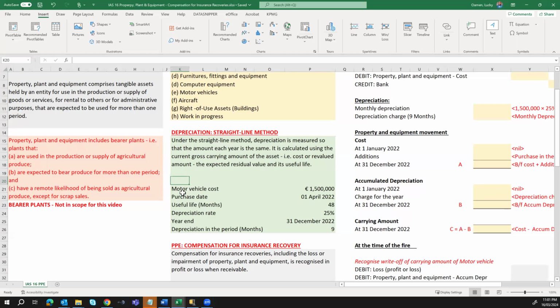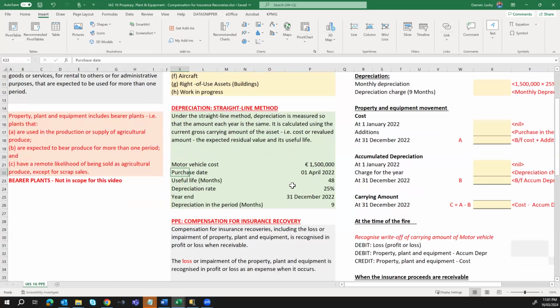These are the key parameters used to calculate the straight line depreciation. So we have the motor vehicle at a cost of 1.5 million euros. The purchase date for this motor vehicle was the 1st of April 2022. The useful life is 48 months or 4 years, so the depreciation rate is 25%. The year end for your entity is 31st of December 2022. So from the date of purchase till the year end, the motor vehicle will have been depreciated for 9 months. Let's see how this works in practice before we go further to see where a loss event has occurred, how you can claim compensation, and the accounting entries for the reinsurance recovery.